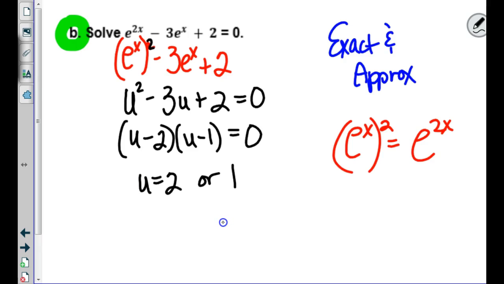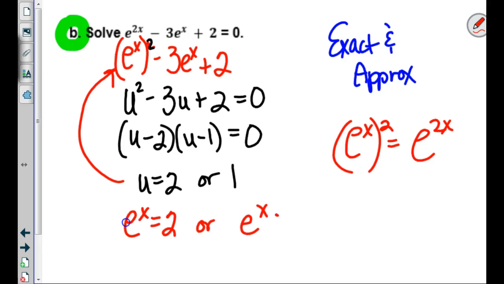Okay. The problem is we're only halfway done with this. Because what was u really way back up here? So we have e to the x equals 2 or e to the x equals 1. What do you have to do when the x is in the exponent? Log of both sides. If it's an e to the x, do you want to take what kind of log? Gentlemen, I'm going to take the natural log of both sides.